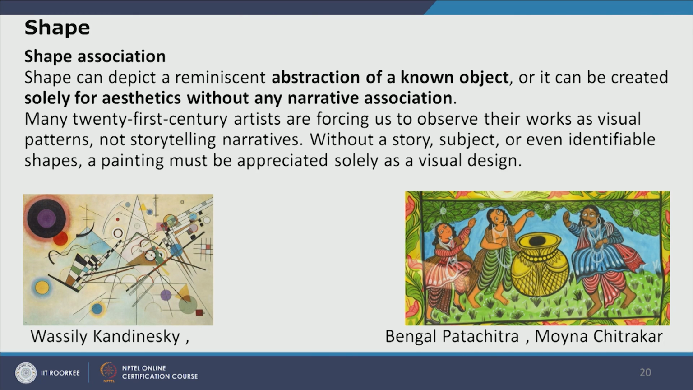In this composition by Kandinsky, we can see a lot of geometric shapes which don't have any narrative association. But on the other hand, we have a Bengal Patachitra by artisan Moyna Chitrakar, where each and every shape has a meaning and is associated with a known object, in this case human beings, trees and musical instruments.